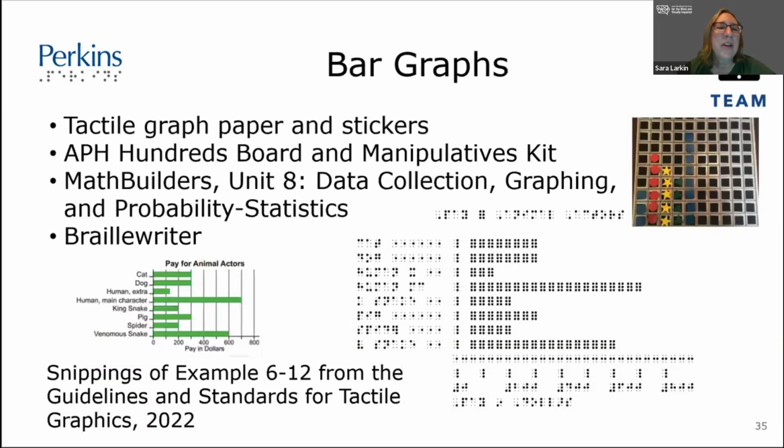We have a question about where the Guidelines and Standards for Tactile Graphics are. Those are on the BANA website when you go to the code books. Just put in Braille Authority of North America, and it'll pop right up.